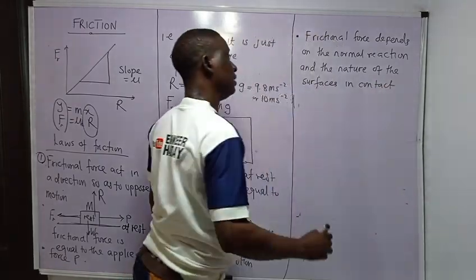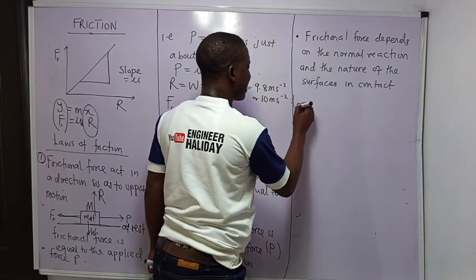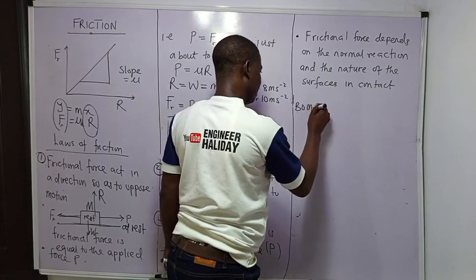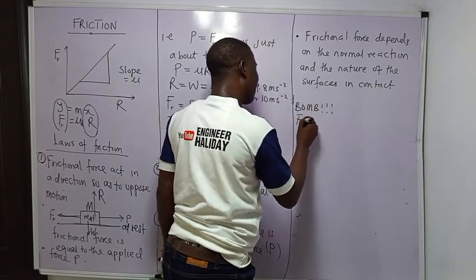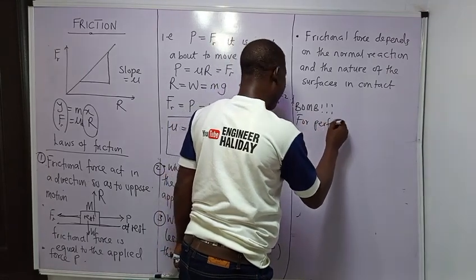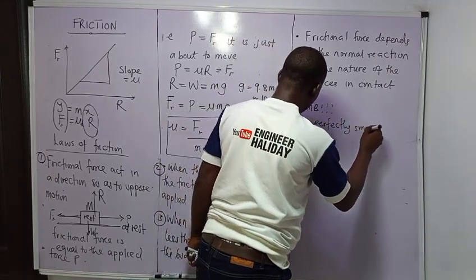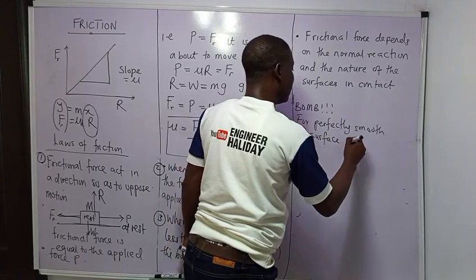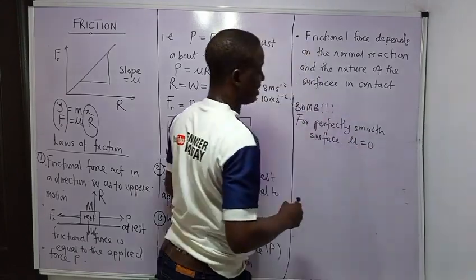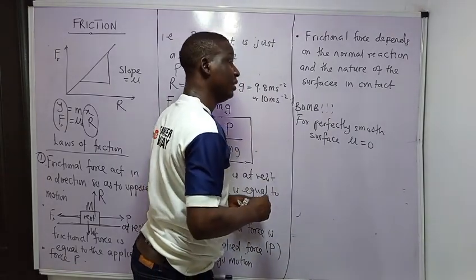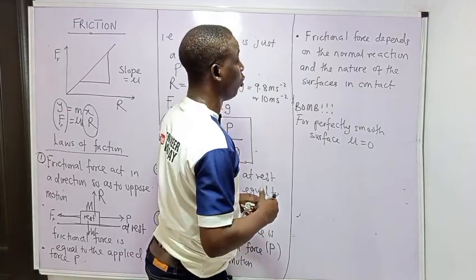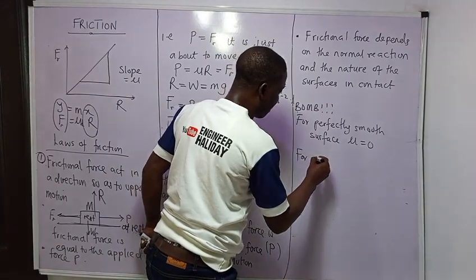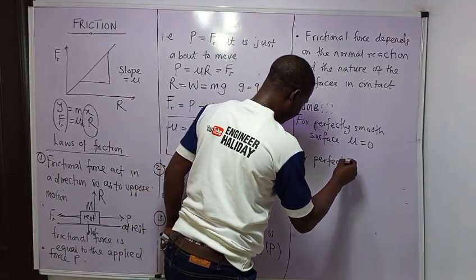Why I have to say this now is that for a perfectly smooth surface, this is an exam question, the coefficient of friction is equal to 0. Please take note of that. Although a perfectly smooth surface is rarely to be found. What about a perfectly rough surface?